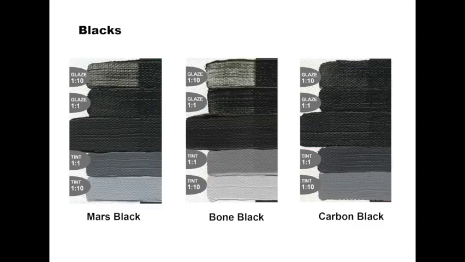Other paints, such as black and white, are considered achromatic, which have no hue. Mars black here is shown having very few overtones, while bone black leans a little towards the red spectrum, and carbon black leans a little towards blue.